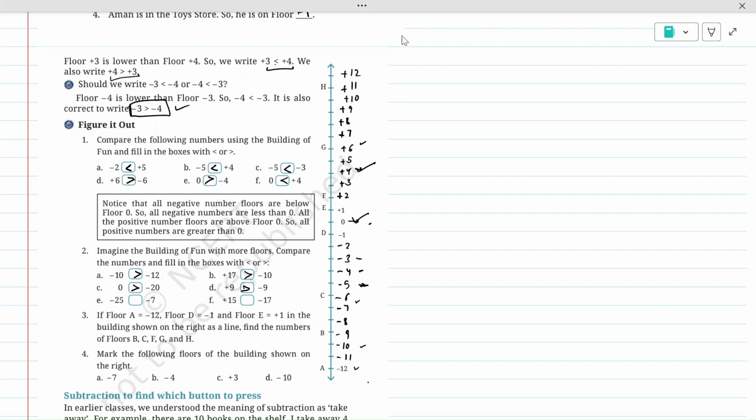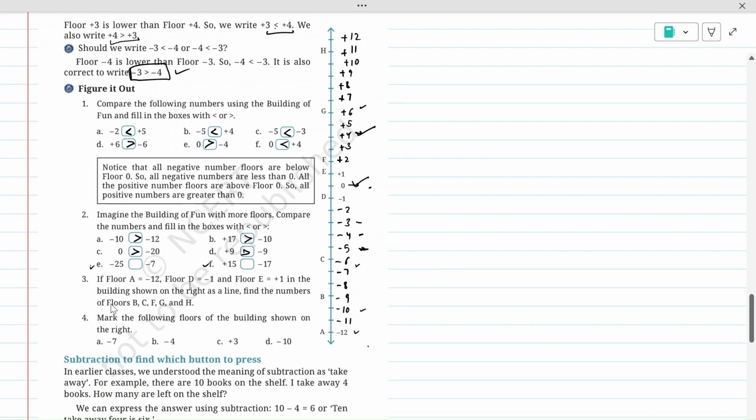So similarly, kids, you can also do these questions. I'm leaving these two for you as homework, the E part and F part. You have to do them yourself. They're very, very easy.